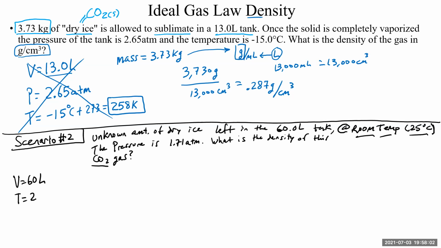Our temperature is 298 Kelvin. Remember, that's 25 plus 273. That equals 298 kelvins for temperature. Our pressure is 1.71 atmospheres. At least we don't have to do any converting there. And that's it. That's all the information we have. So we have all this. We don't know what our moles are, but we can figure out our moles. Should we figure out our moles? Yeah, I think we should.